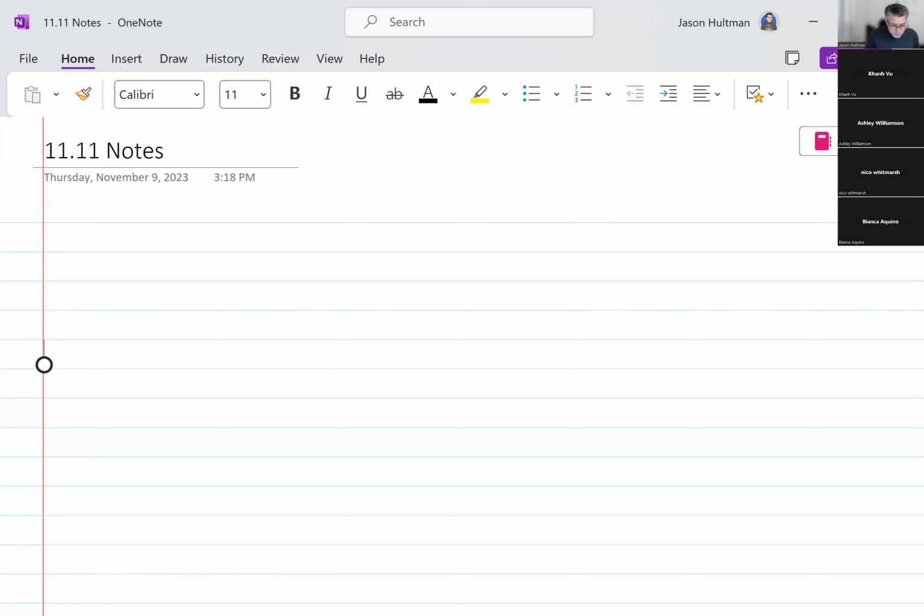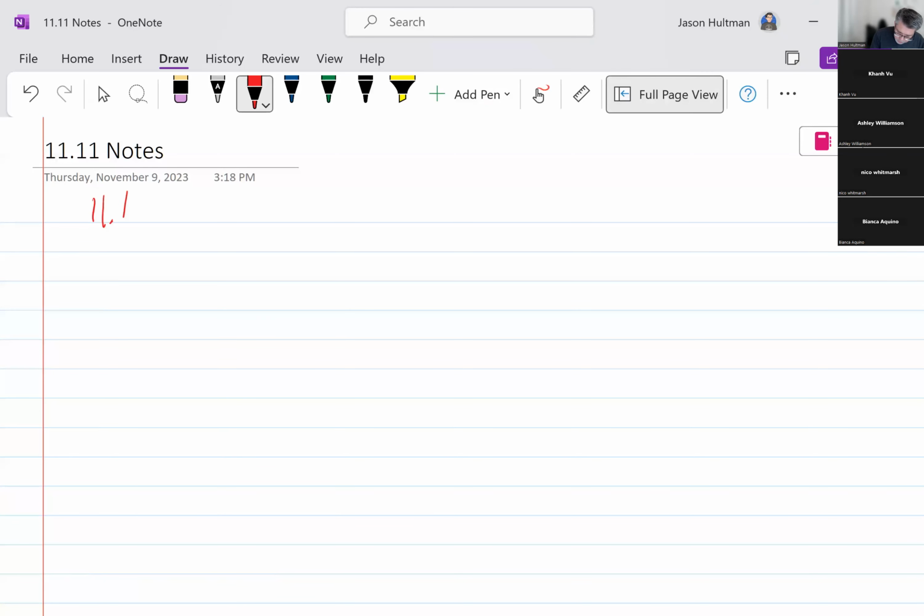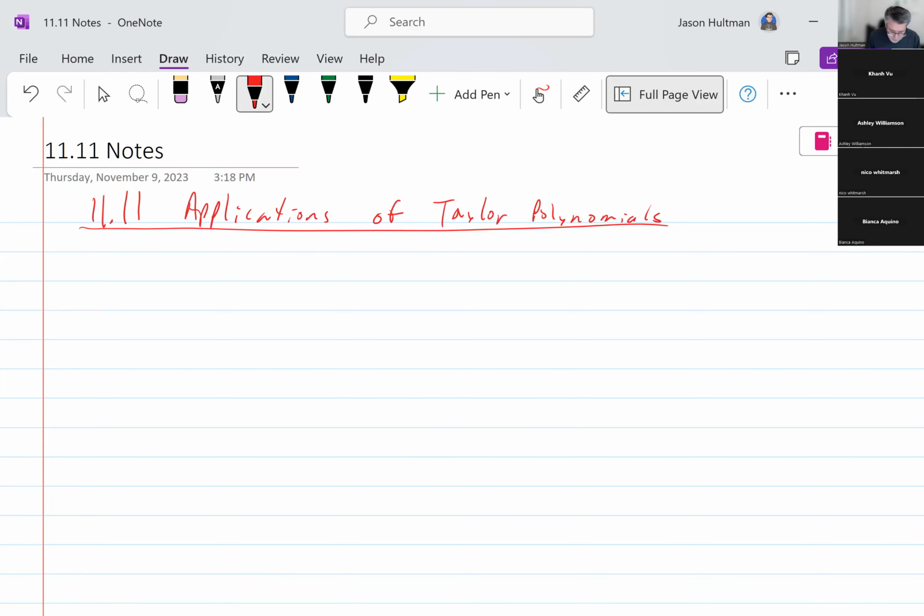Okay, so 11.11 is on applications of Taylor polynomials. Okay. Now, last time I gave you a definition, but we didn't really use the definition. We didn't use the inequality. Okay, so let's state it one more time.